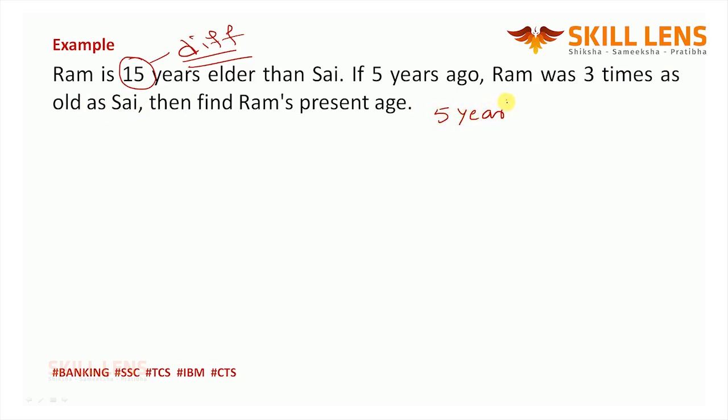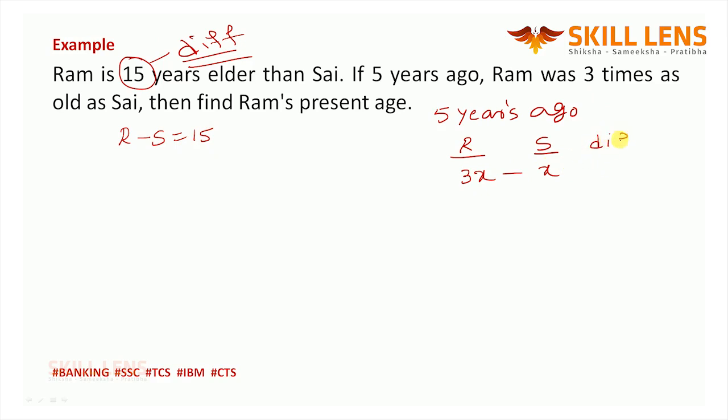5 years ago, what is happening? 5 years ago, there are two persons, Ram and Sai. Okay, Ram was 3 times as old as Sai. If Sai is x, Ram is going to be what? 3x. This is when 5 years ago. But you should know the difference between Ram and Sai is what? 15 years always.